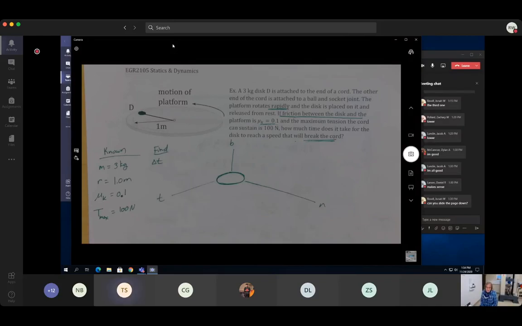Can you re-explain what the B direction is? I get that the N is normal and T is tangential, but I don't know what B means. So it's essentially our third dimension.